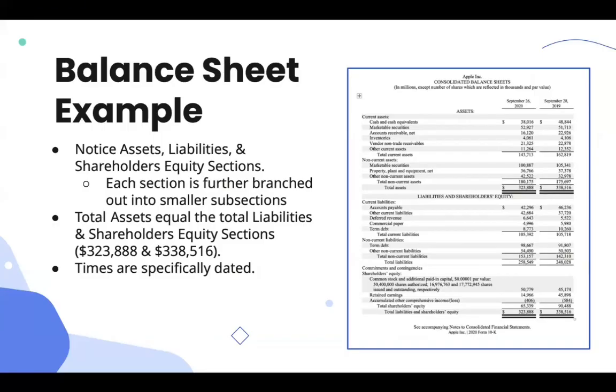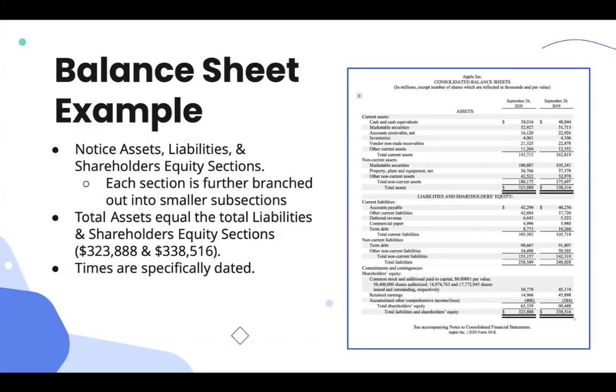Moving on to liabilities, this section details the company's financial obligations. It is typically split into current liabilities like short-term debts and accounts payable, and long-term liabilities such as loans or bonds payable over an extended period. The final section, shareholders' equity, represents the value that belongs to the company's owners after all liabilities have been accounted for. This can include common stock, retained earnings, and additional paid-in capital.